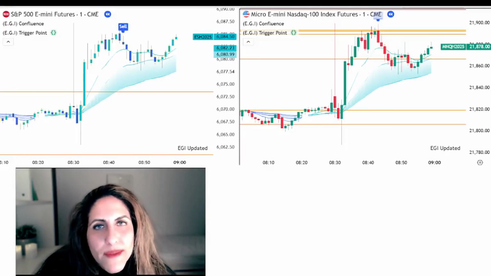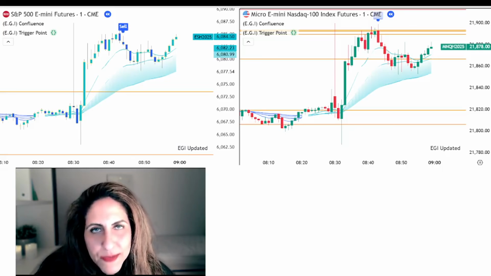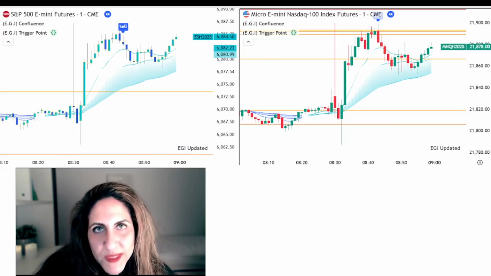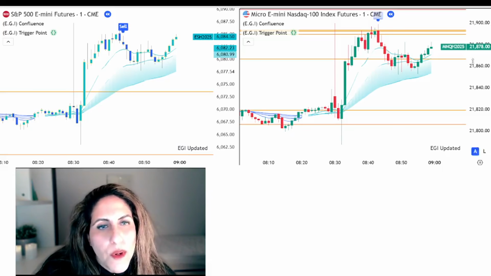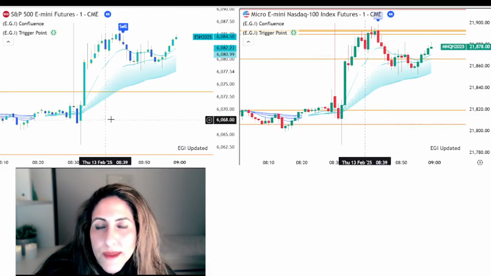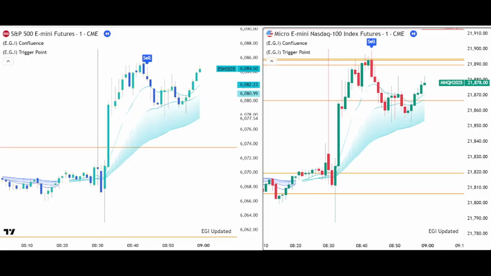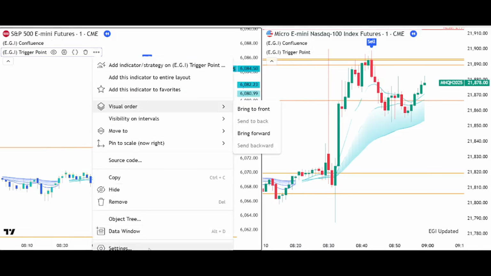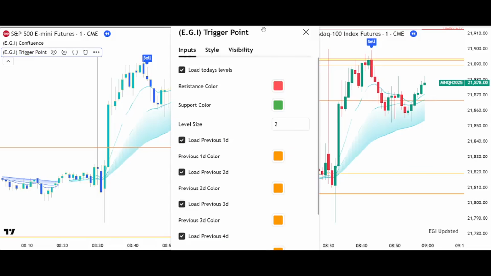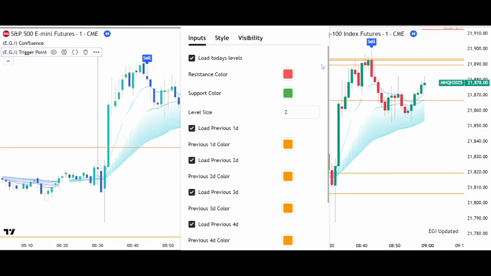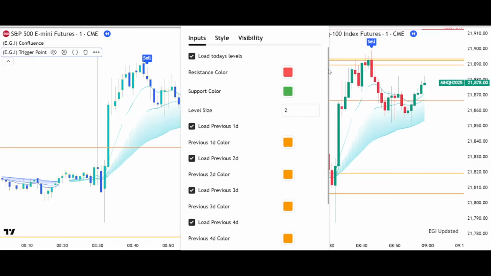Now I want to go through the market analysis we did together in the live session last Thursday, and I want to explain several things. So I have the Nasdaq on the right side and ES on the left side. The indicators I have on my chart are the trigger points, the key levels, and the confluence indicator responsible for generating the buy-sell signals here based on statistical methods. Regarding the trigger points, I have the current day's trigger points, red and green levels, and the previous day's trigger points in orange.